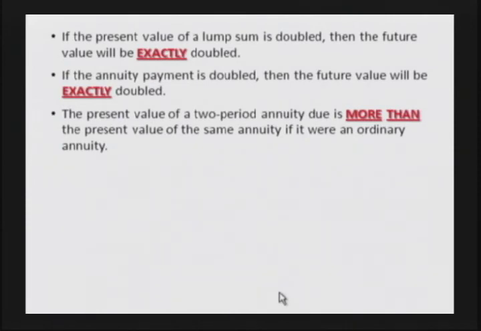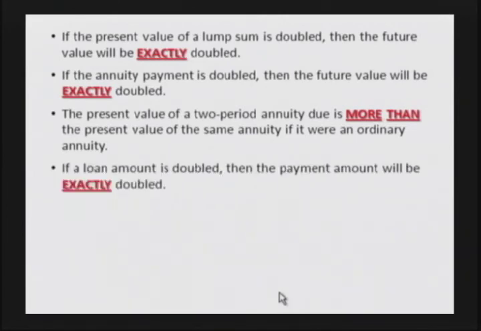The present value of a 2-period annuity due is more than the present value of the same annuity if it were an ordinary annuity. Yes, the annuity due is always worth more than an otherwise identical ordinary annuity, whether it's a present value or a future value.